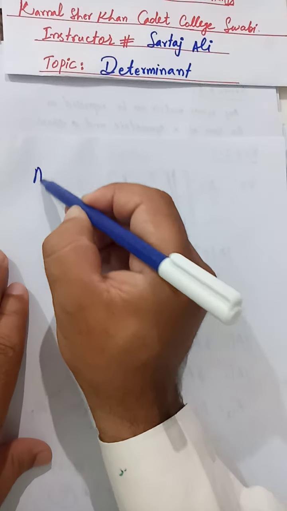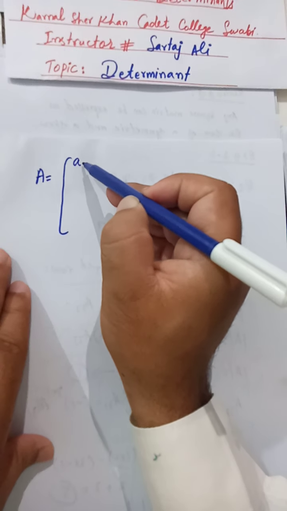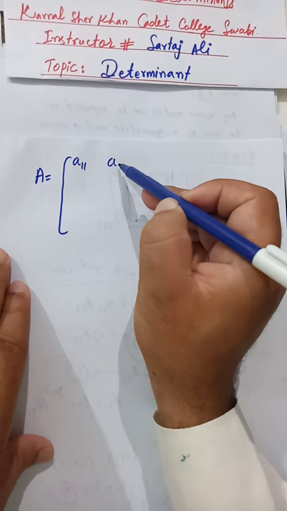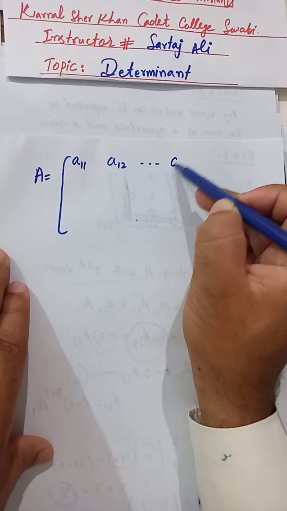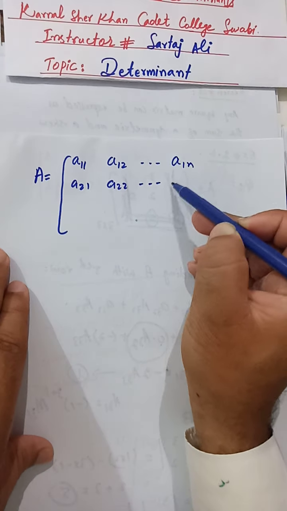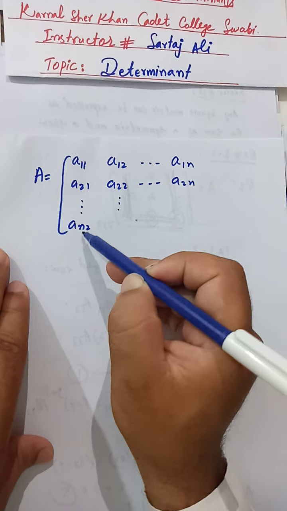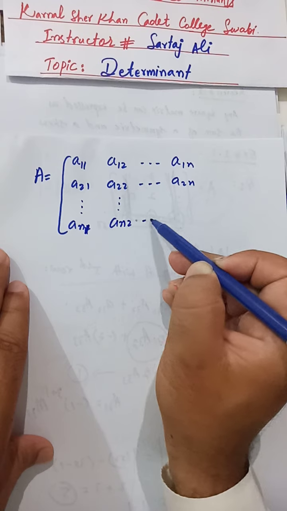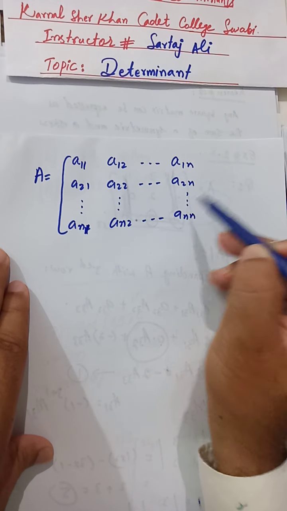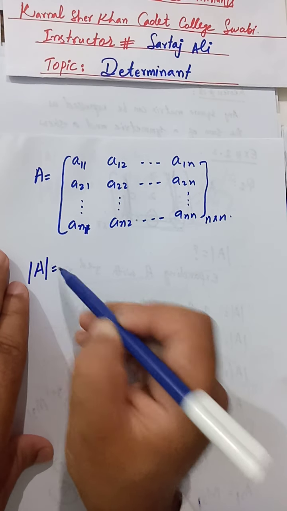If we have a matrix of order n, how can we find the determinant of that matrix? So let's say this is a matrix A, and I am considering the order of this matrix n, meaning n rows and n columns. So A11, A12, and so on up to A1n, A21, A22, and so on up to A2n, and An1, An2, and so on up to Ann. So this is a matrix of order n by n. So how can you find the determinant of this?